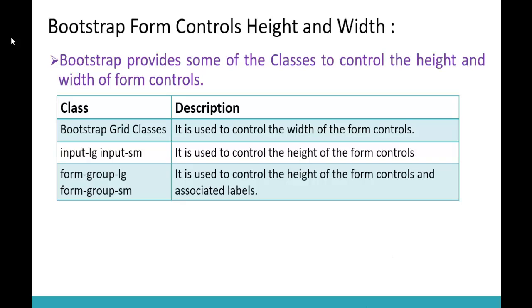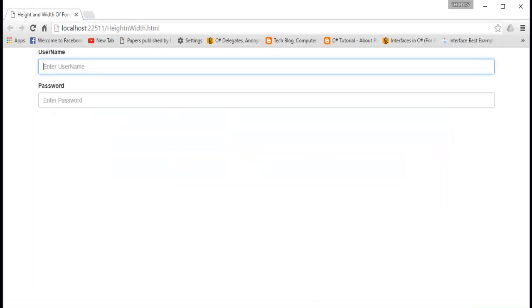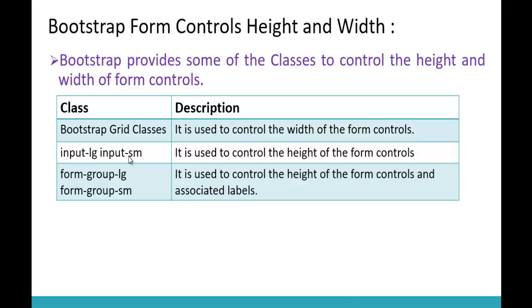Now coming to the second point, we have another set of classes, that is input-lg and input-sm. They are used to control the height of the form controls. Right now you can observe the height of this control is default, some size is applied. If I want to increase it to large, or decrease this input type to small, then we have the classes input-lg and input-sm.